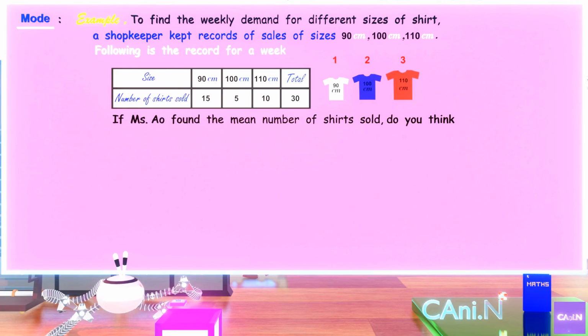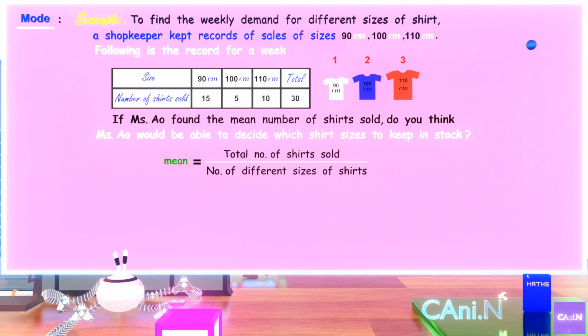If Miss Al found the mean number of shirts sold, do you think Miss Al would be able to decide which shirt sizes to keep in stock? Mean equals total number of shirts sold by number of different sizes of shirts.